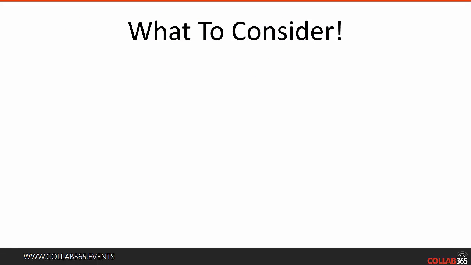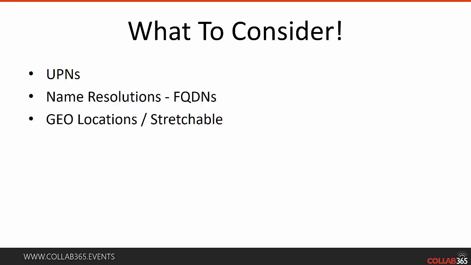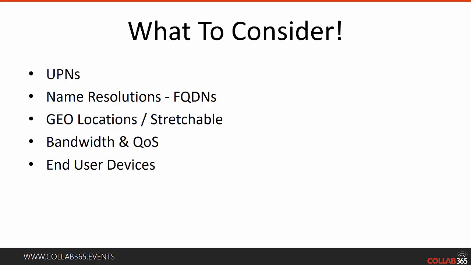Now, let's talk about what to consider during cloud-enabled projects. Of course, UPNs are probably one of the most important things. Name resolution, geolocations, stretchable, bandwidth and QoS, and of course, end-user devices.